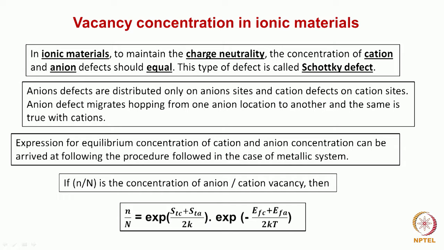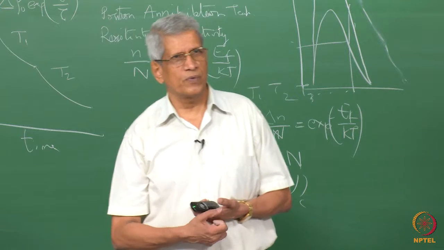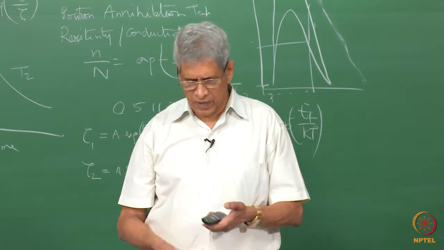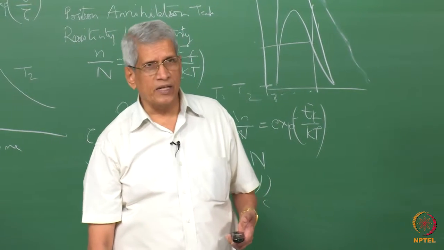is given by this expression. The derivation is very similar: you write an expression for the anions alone, and similarly another expression for cations, and the product of the two is going to give you the concentration of the defects, correct? With that one can arrive at this expression.